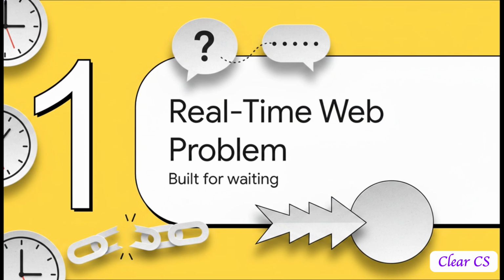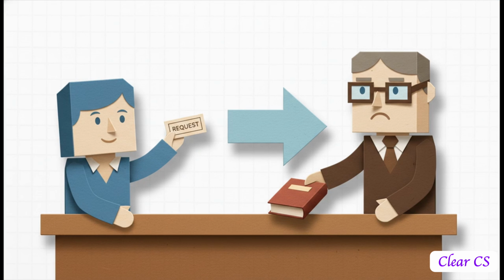So, starting off with section 1, the real-time web problem, built for waiting, not talking. You see, the original internet simply wasn't built for real-time communication. It was built on a very strict, stateless request-response model. It's kind of like a library. The client, which is your web browser, asks for a specific book, and the server hands it over. The server never just taps you on the shoulder to hand you a new book unprompted. If the server gets new information, it just has to sit there and wait until you specifically ask for it.